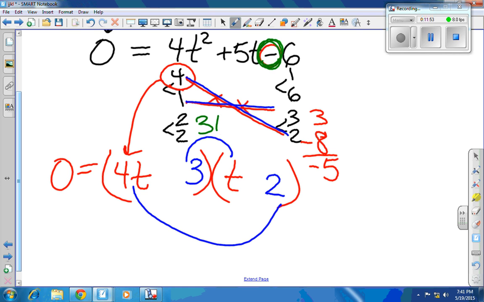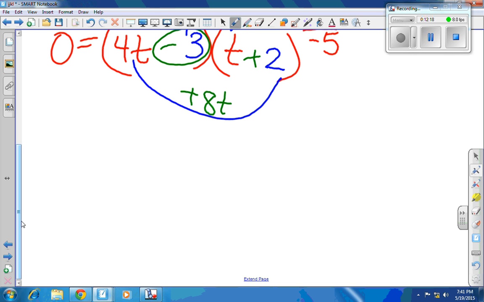So this is 3t. 4t times 2 gives us 8t. And we know it's a positive 5t, so I want to have more positives than negatives. So I have negative 3t, positive 8t. So I make the 2 here positive, I make the 3 negative, so that when you take negative 3 and multiply it by t, you'll get negative 3t. When you take positive 4t and multiply it by positive 2, you get positive 8t.